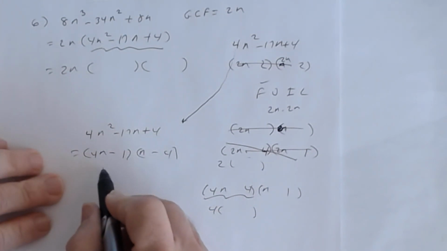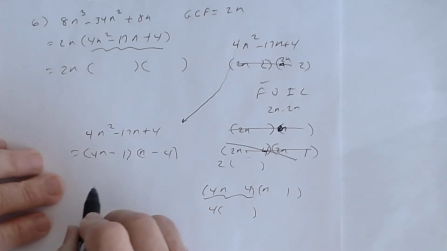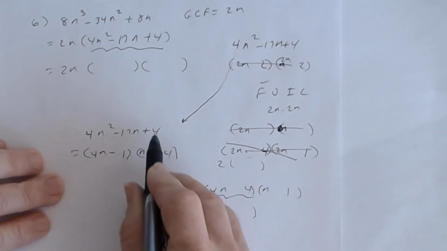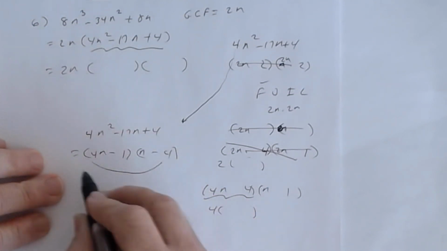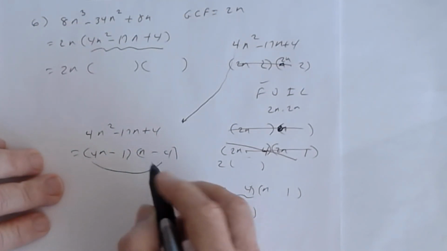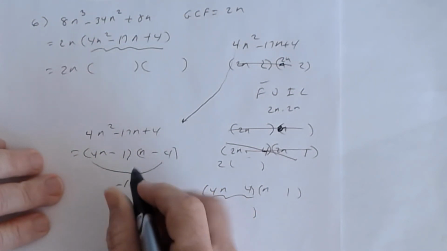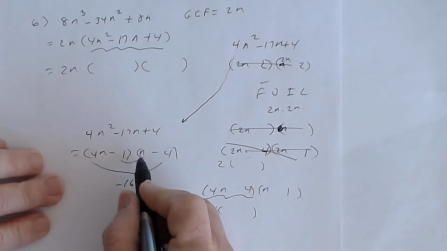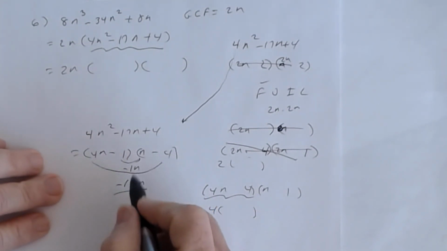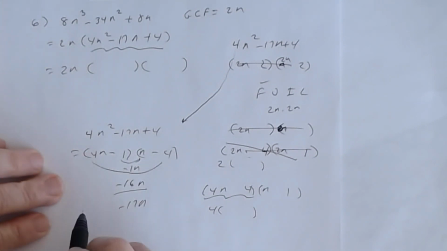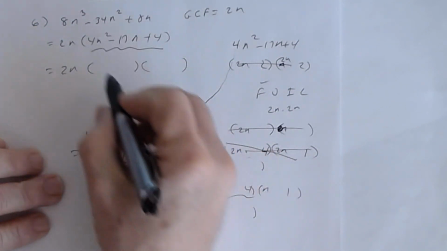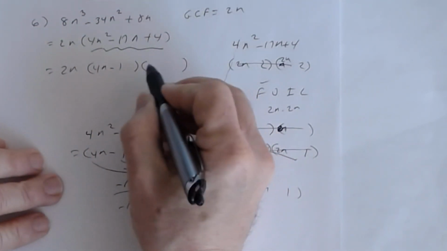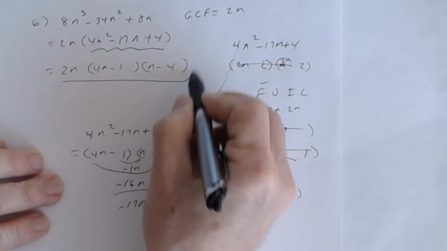And all you do right now is check. 4n times n is 4n squared. A negative 1 times a negative 4 is a positive 4, and let's do the outer and the inner. The outer, 4n times a negative 4 is a negative 16n. The inner, negative 1 times n is a negative 1n. Notice when I add them up, I get a negative 17n, and that's what I wanted. So that is going to go right here. So I'm going to get 4n minus 1 times n minus 4.